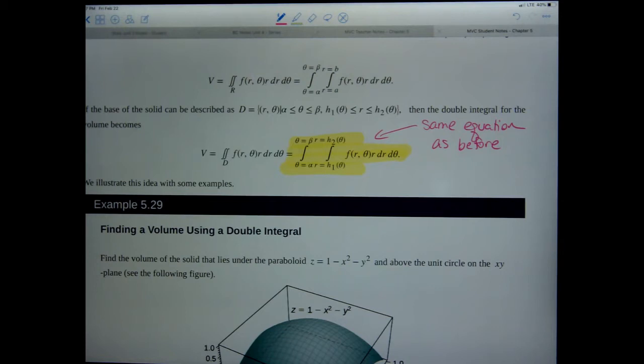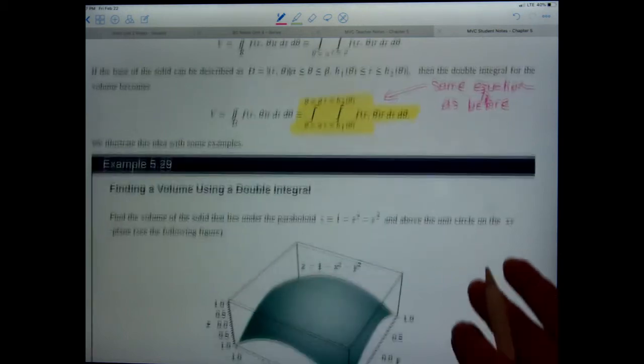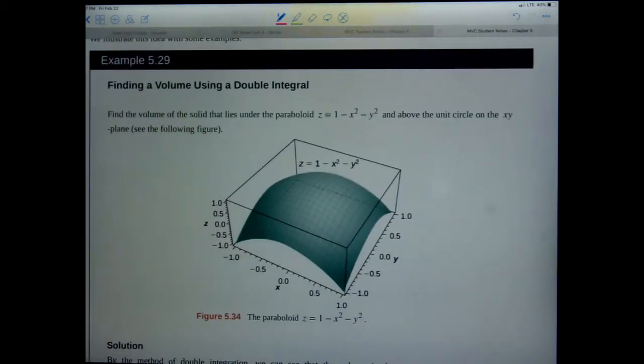All right, so now, when we dress this kind of problem in the clothes of a volume, how do we make it work? Look at this next example. Find the volume of the solid that lies under the paraboloid z equals 1 minus x squared minus y squared and above the unit circle on the xy plane. Okay?